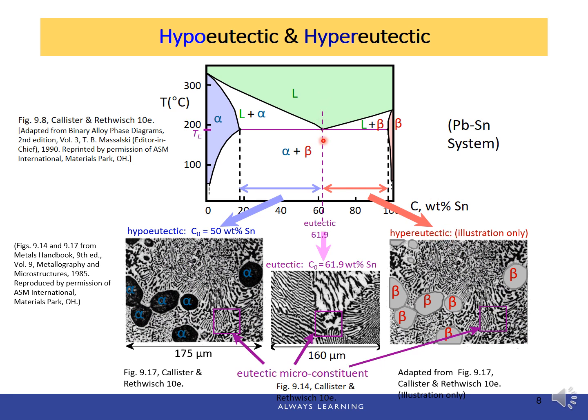So we know that the eutectic alloy has the characteristic lamellae microconstituent, right? The alternating layers of alpha and beta phase. Now for the hypoeutectic, we have a primary alpha phase. I'm going to explain it in more detail later. But the microconstituent consists of a primary alpha phase.